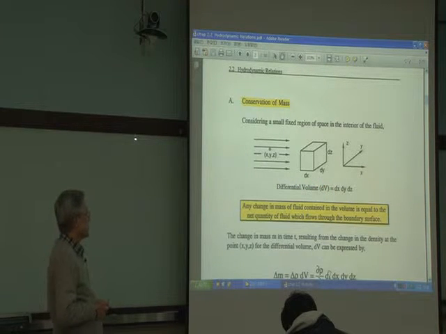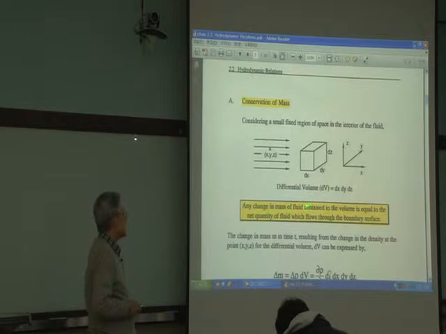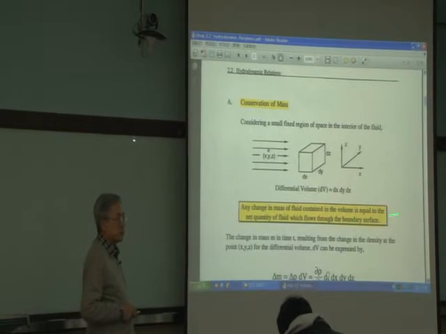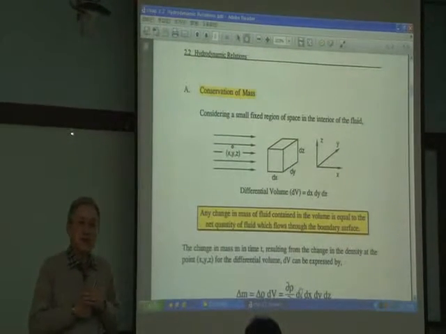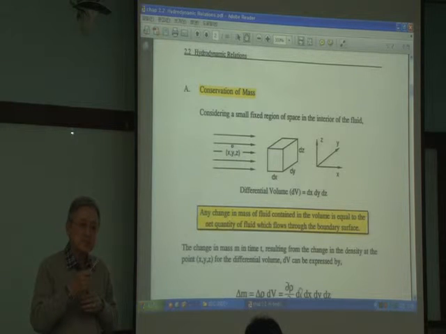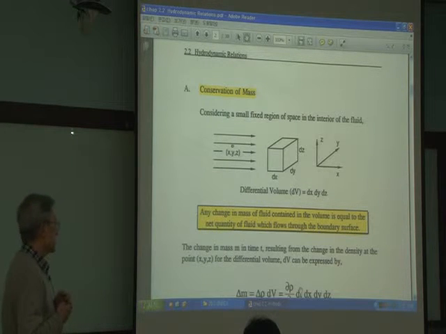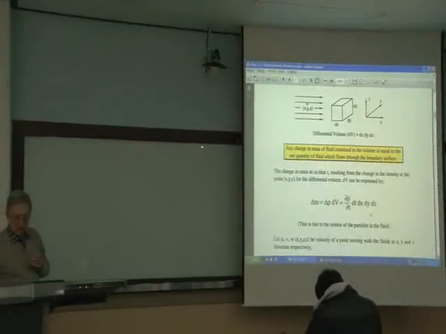Then conservation of mass says any change in mass of the fluid contained in the volume is equal to the net quantity of the fluid which flows through the boundary surface. So when you consider the cube, how many directions do you have? Flow in the X direction, Y direction, and the Z direction. So we're going to do one direction at a time.